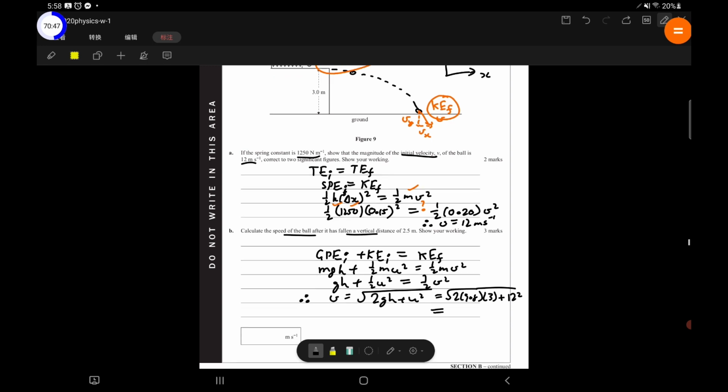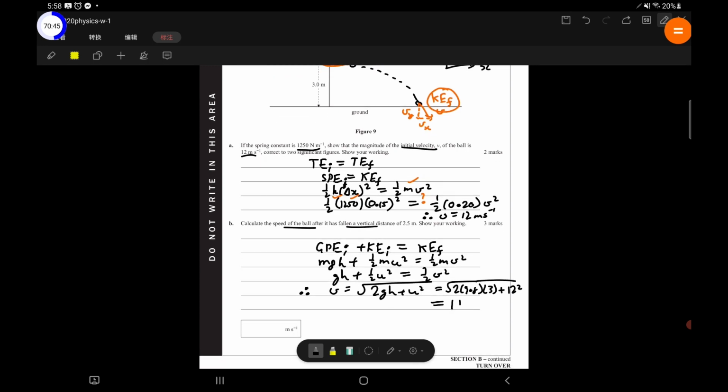Alright, so subbing all of these numbers into our equation, we end up with the final speed being 14.2 meters per second.